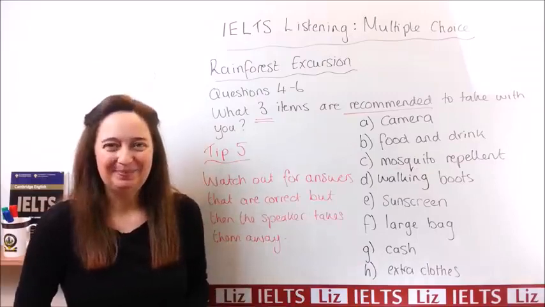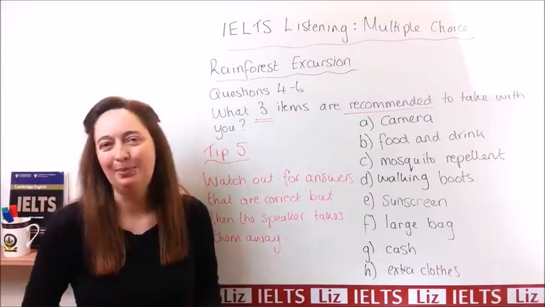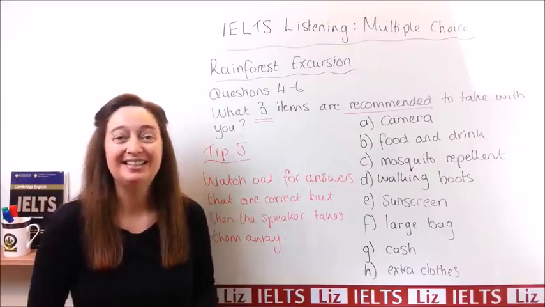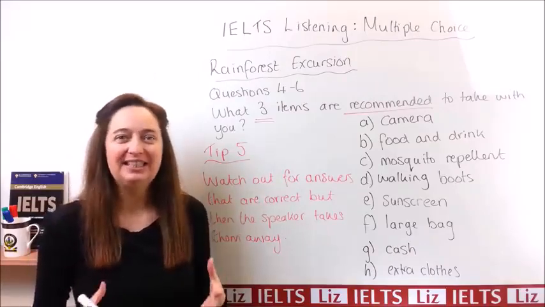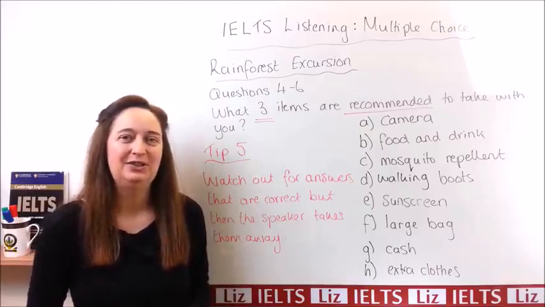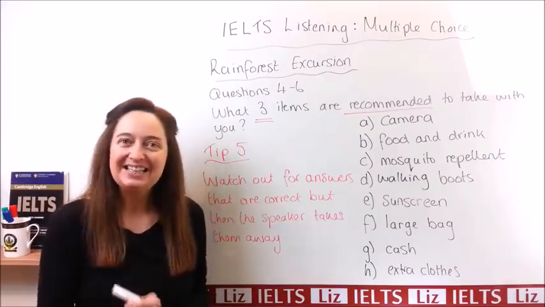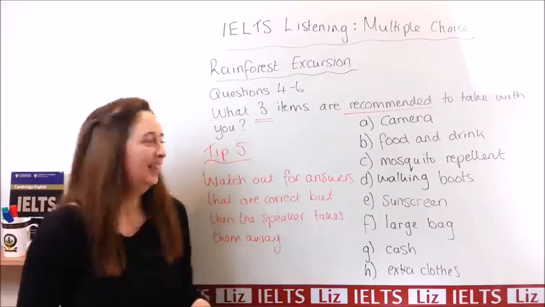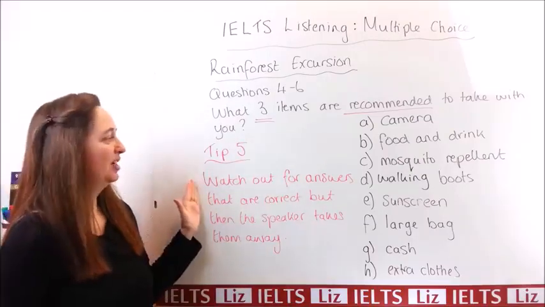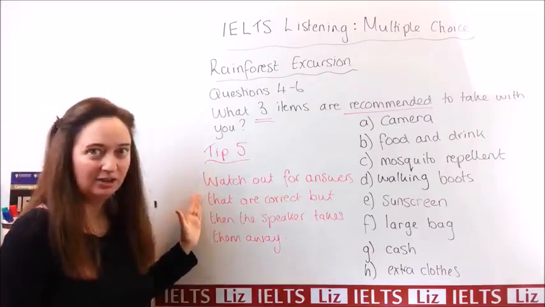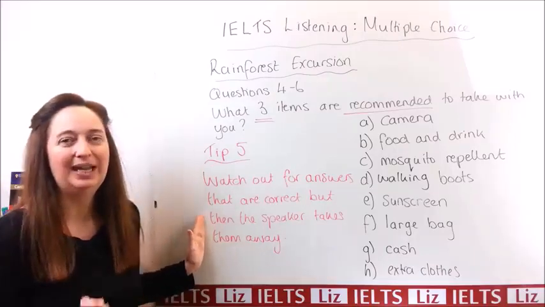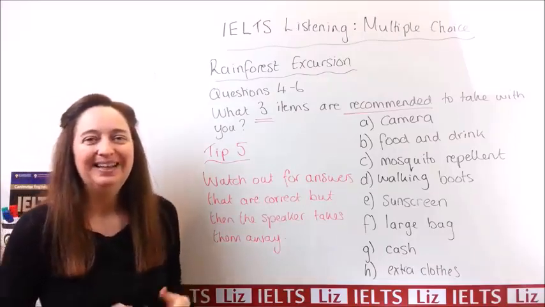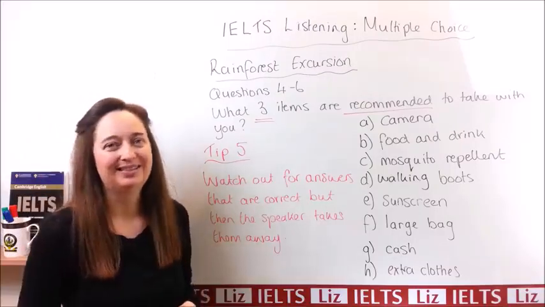And the last tip. The last tip is all about a common trap that IELTS like to give in their listening test. And this is a trap that really tests your ability to concentrate and listen for detail. So tip number 5 is watch out for answers that are correct, but then the speaker takes them away again. Let me give you an example so you can understand.